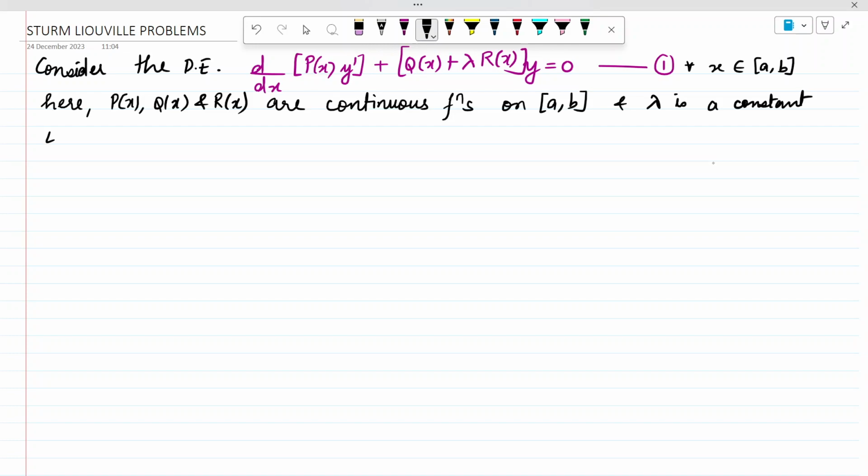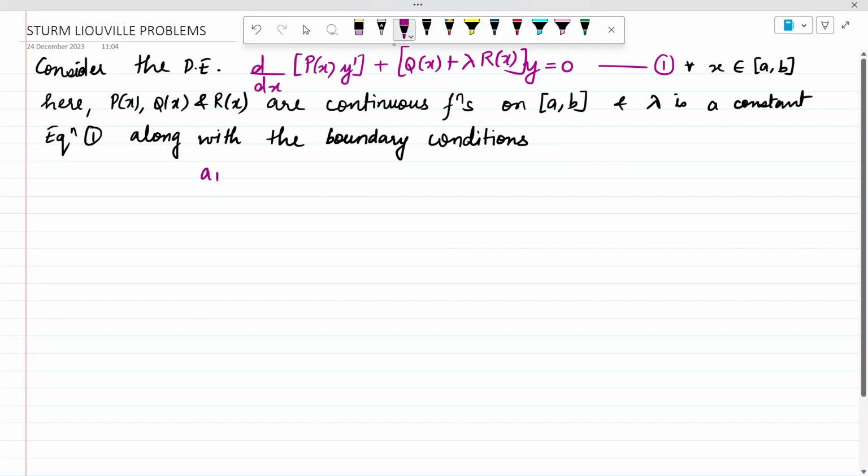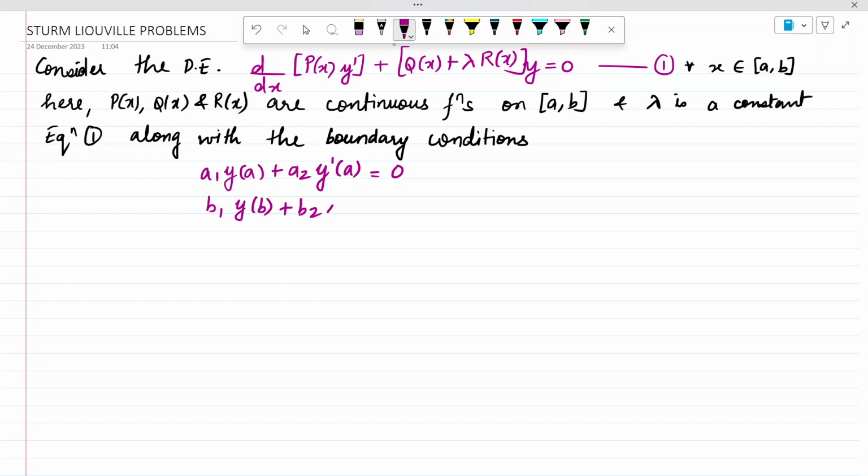This equation number 1, along with the boundary conditions a1 y of a plus a2 y dash of a equal to 0, b1 y of b plus b2 y dash of b equal to 0, where a1 square plus a2 square is not equal to 0 and b1 square plus b2 square is not equal to 0, is called the Sturm Liouville problem.